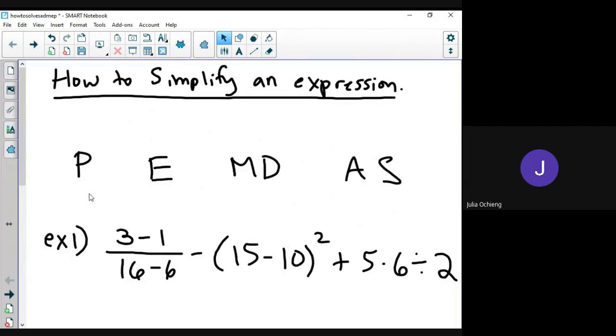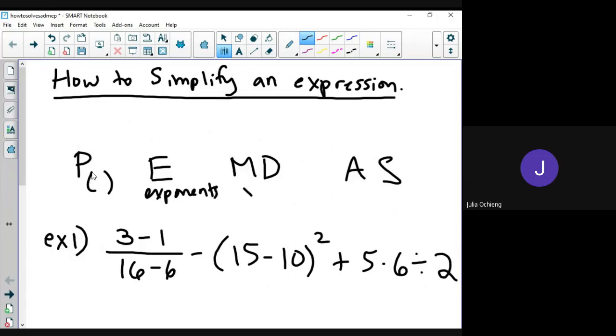So the order in which you simplify an expression is you do the parentheses first from left to right, then you do exponents, all the exponents from left to right, then you do all multiplication and division from left to right, and you do not show preference. So if the division comes first, you do the division first. If the multiplication comes first, you do the multiplication first, but you do both of them from left to right as they appear. And last but not least, you do adding and subtracting from left to right, all right?